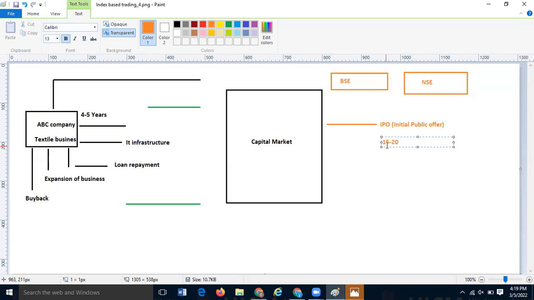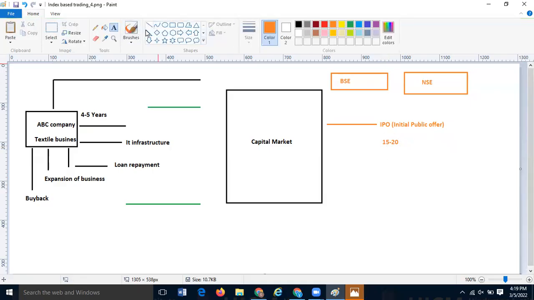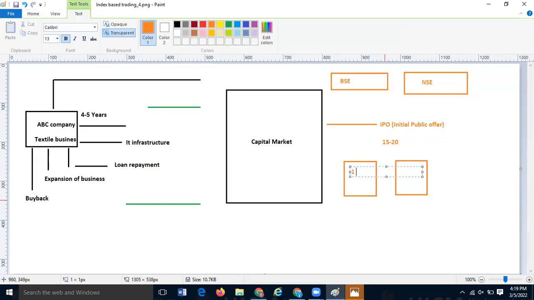Now this will be a lottery system. There are two things that will be decided here. The first is how much money ABC company wants, and the second is how many shares they want to give. Suppose this company wants to raise 1 crore, and they want to give only 10,000 shares.